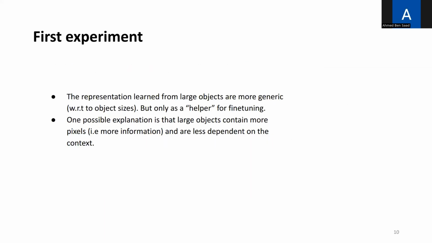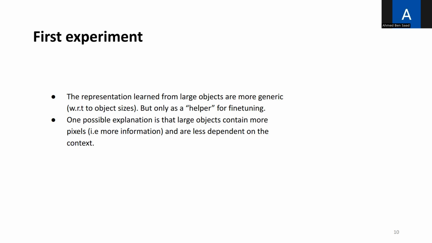This means that the representations learned from large objects may be more generic with respect to object sizes, but only as a helper for fine-tuning. We also need the small objects in our training dataset in order to get the best results. One possible explanation is that large objects contain more pixels and so more information, and they are also less dependent on the context in order to be identified.